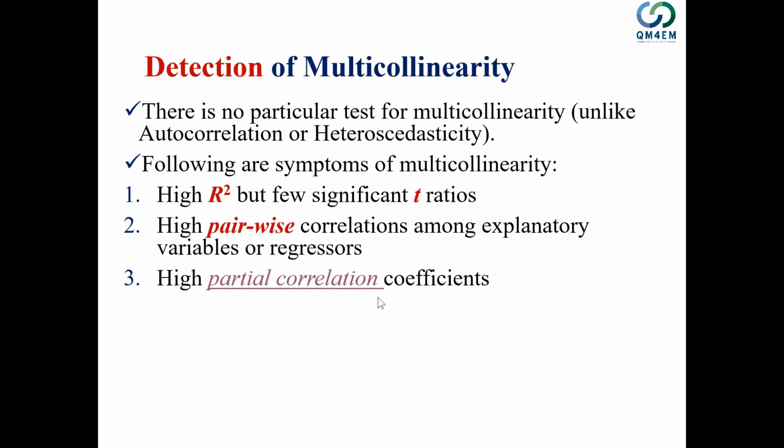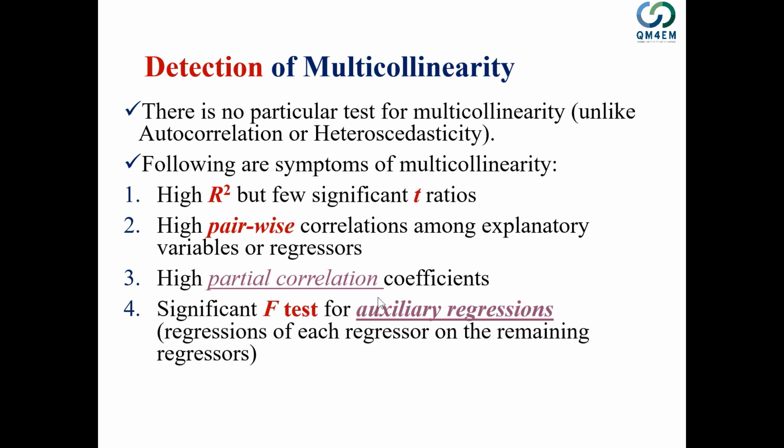And then you have significant F statistic for auxiliary regressions. Now again, the term F statistic should be familiar to you. The F statistic in any regression model shows how a model fits, or how good the overall fit of a model is. Significant F statistics for auxiliary regression. So what is auxiliary regression? I have a slide on that, so let me go to that slide.